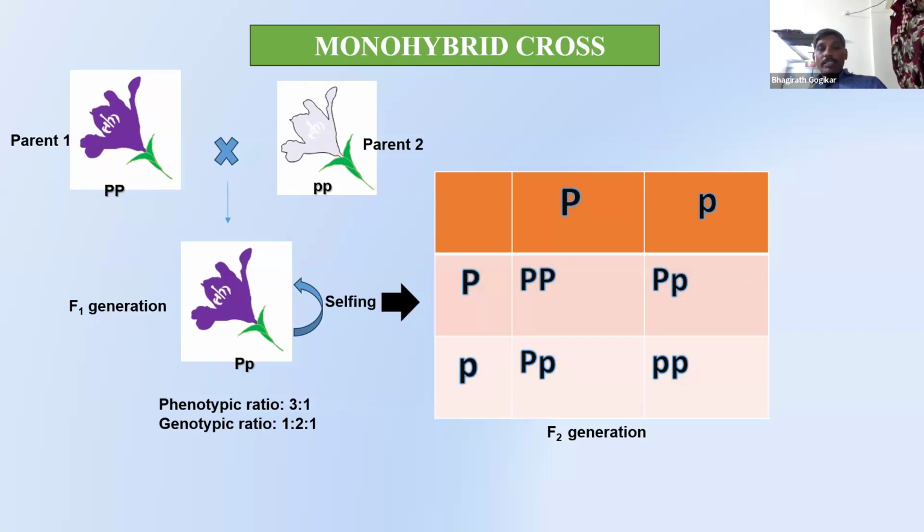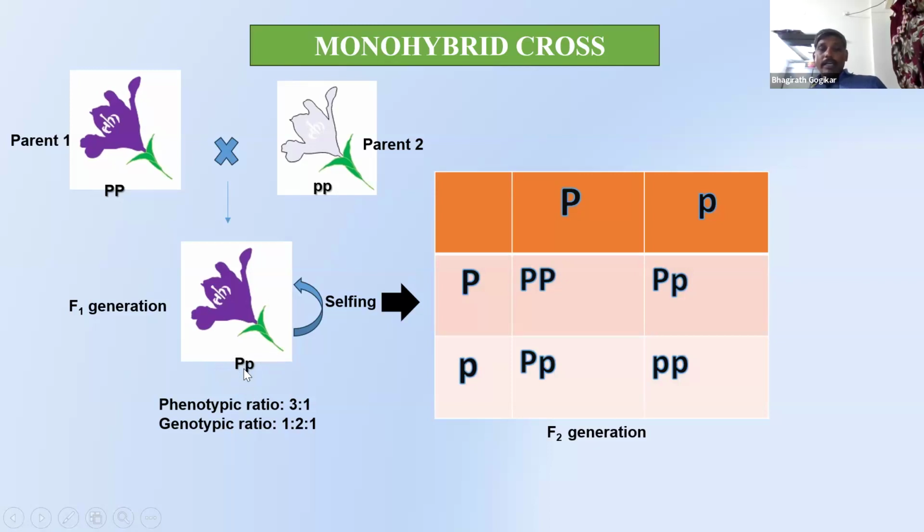Next, by selfing pollination of the F1 generation, we get the F2 generation. In the F2 generation, the phenotypic ratio is always 3:1 and the genotypic ratio is 1:2:1. See here, this is the Punnett square or checkerboard. From the F1 generation we get two different gametes. In the F1 generation, two alleles are there. What are they? Capital P and small p.